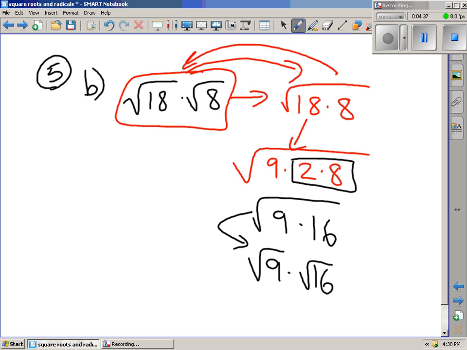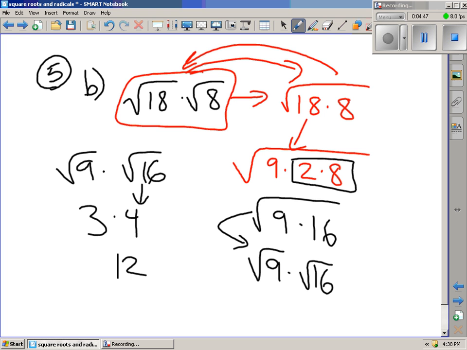And then I take the square root of 9, and I get, well, 3 or negative 3, but I'm just going to write it as 3. And then you get the square root of 16 to be 4. 3 times 4, you get 12.